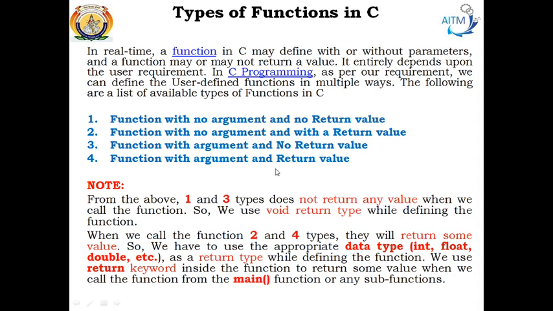The important point to note here is that from the above two functions, that is function 1 and function 3, we are not going to return any value. As the function is not going to return any value, the return type of that particular function will be void. So we use void return type while defining the function. The other two types of function, that is type 2 and type 4, are the ones where we are going to return the value.